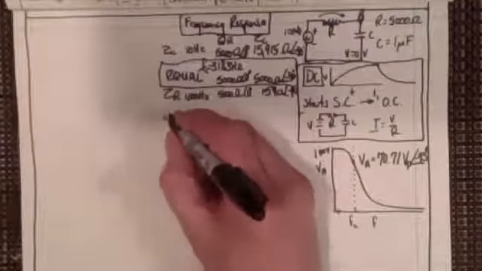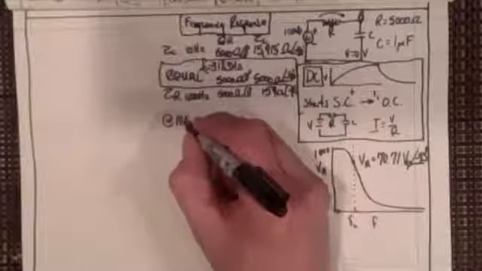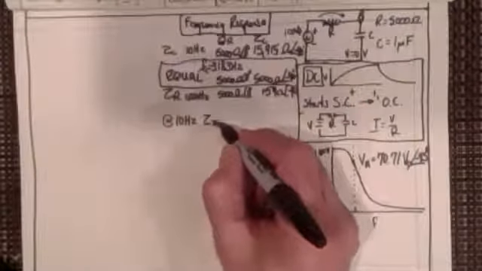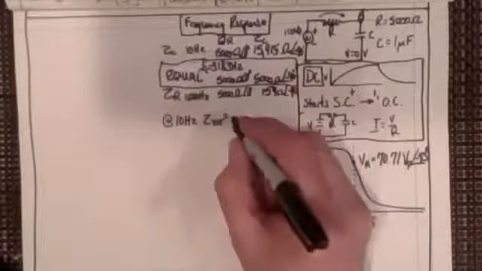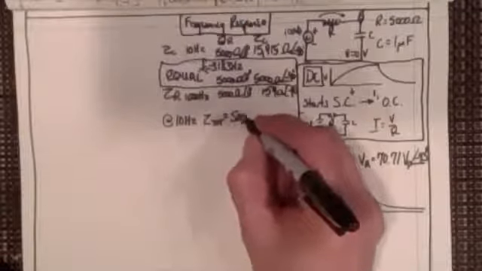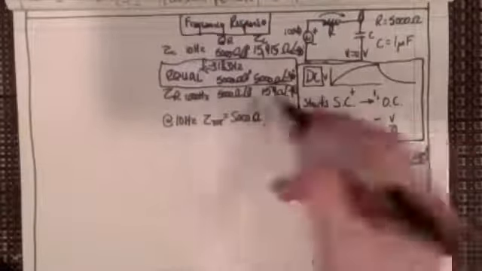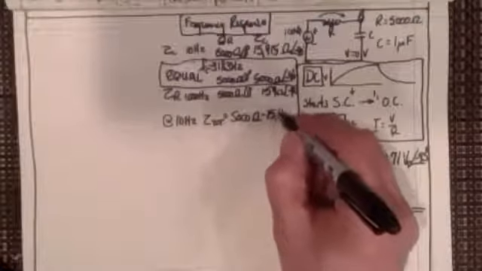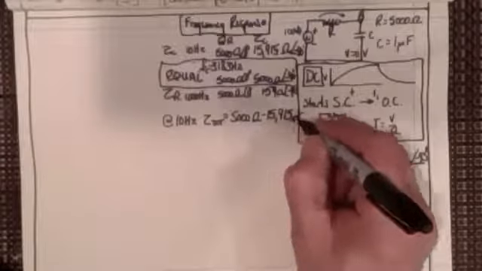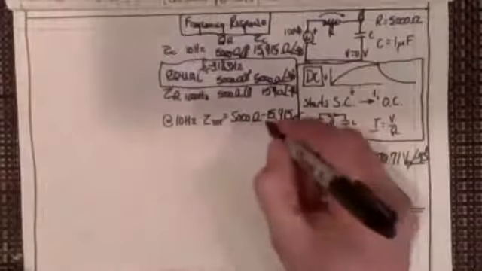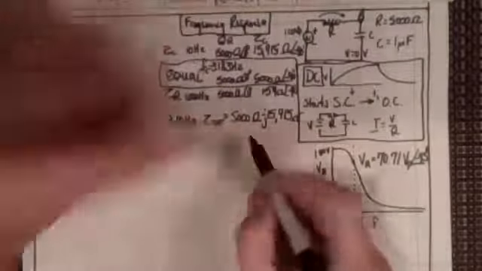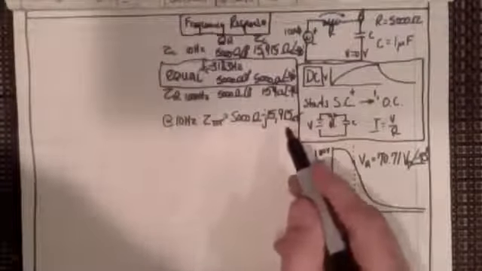So at 10 hertz, what is our impedance going to be? Well, our total impedance for the circuit is going to be my 5,000 ohm resistor, right? Minus 15,915 ohms, right? Oh, I forgot j, sorry. So 5,000 minus j15,915, it's a complex number. So that's my total impedance at 10 hertz.